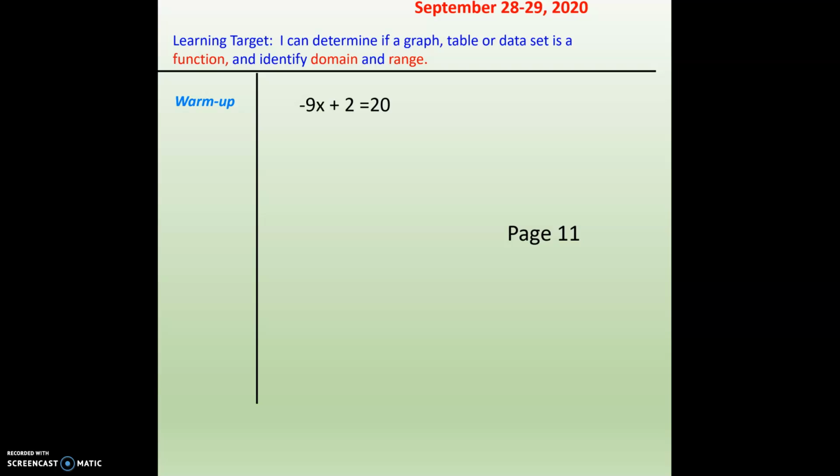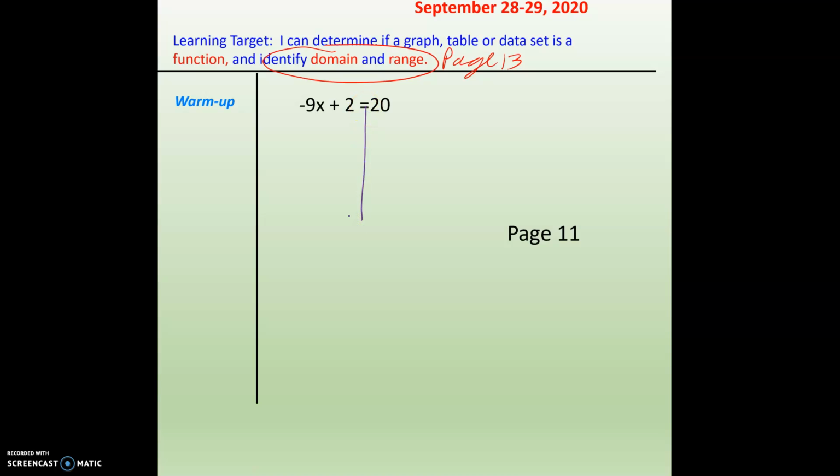All right, now, our learning target for this go around is if we can determine if something's a function, we're going to identify domain and range. That's going to be on page 13. So this guy right here is going to be page 13. All right, so let's do a quick warm up here so we can take ourselves through some equations, because it's never too many equations.